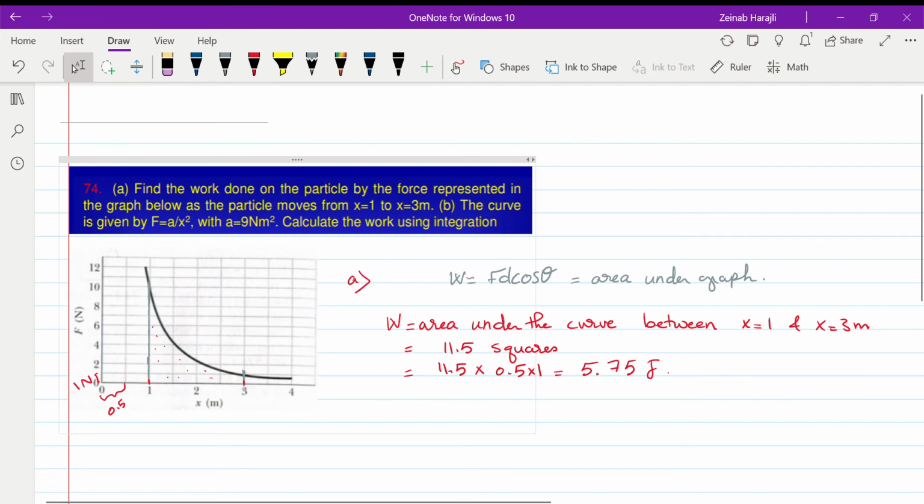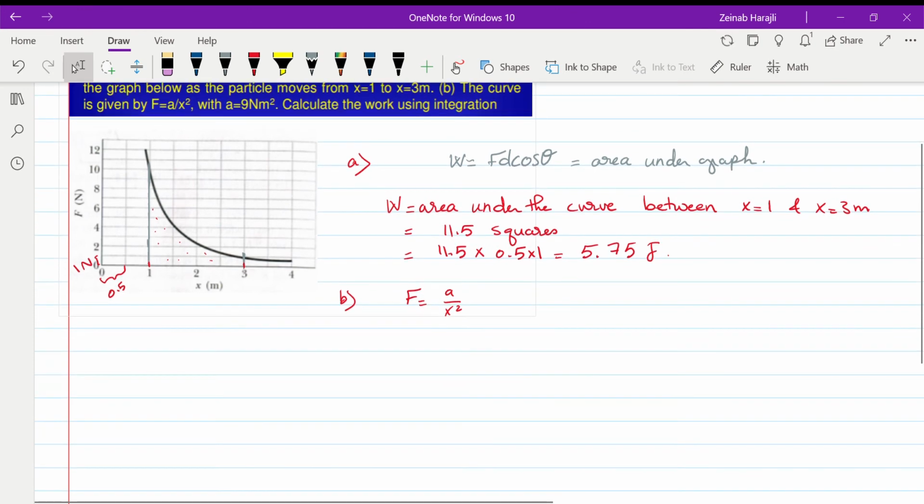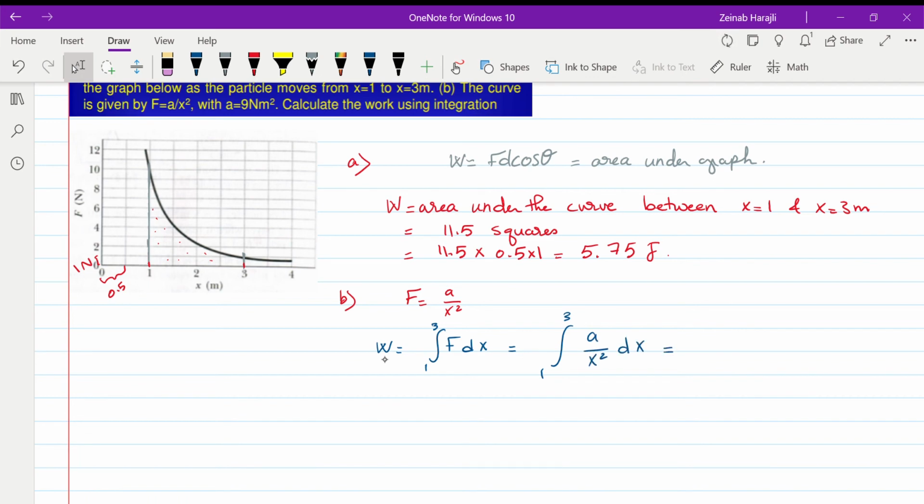Now part B, the curve is given by F equals a over x squared. Calculate the work using integration. So now we want to find the work done by calculation. We know that the work will be the integral of F dx with x going from 1 to 3 meters. So this is the integral from 1 to 3 of a over x squared dx.